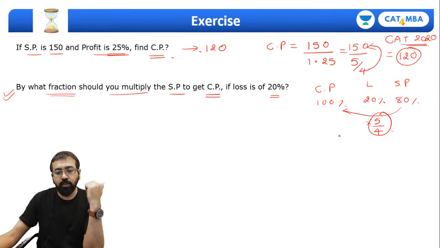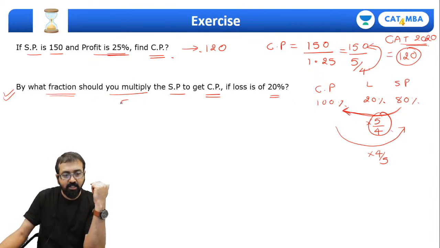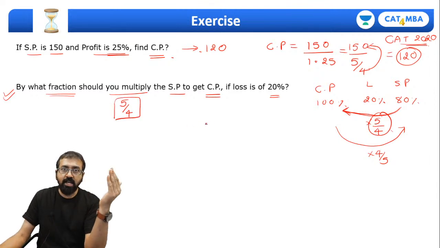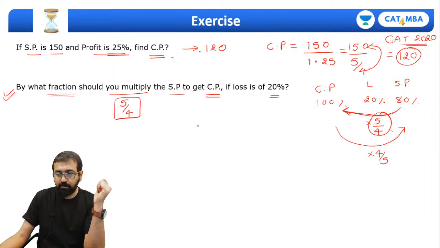Or the other way of looking at that is, from CP to SP you are multiplying by 4/5, so for SP to CP, you will multiply by 5/4. So the multiplying factor should be 5/4. That is one way. Now let's look at the other way. Yes, good Varshini, pretty good.